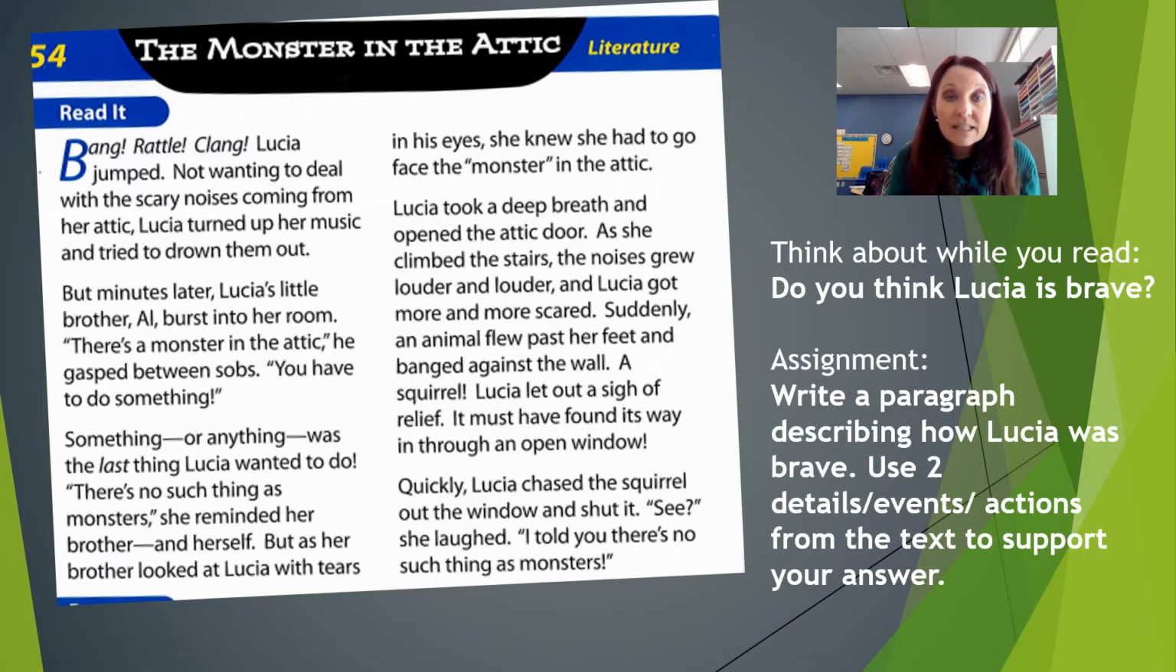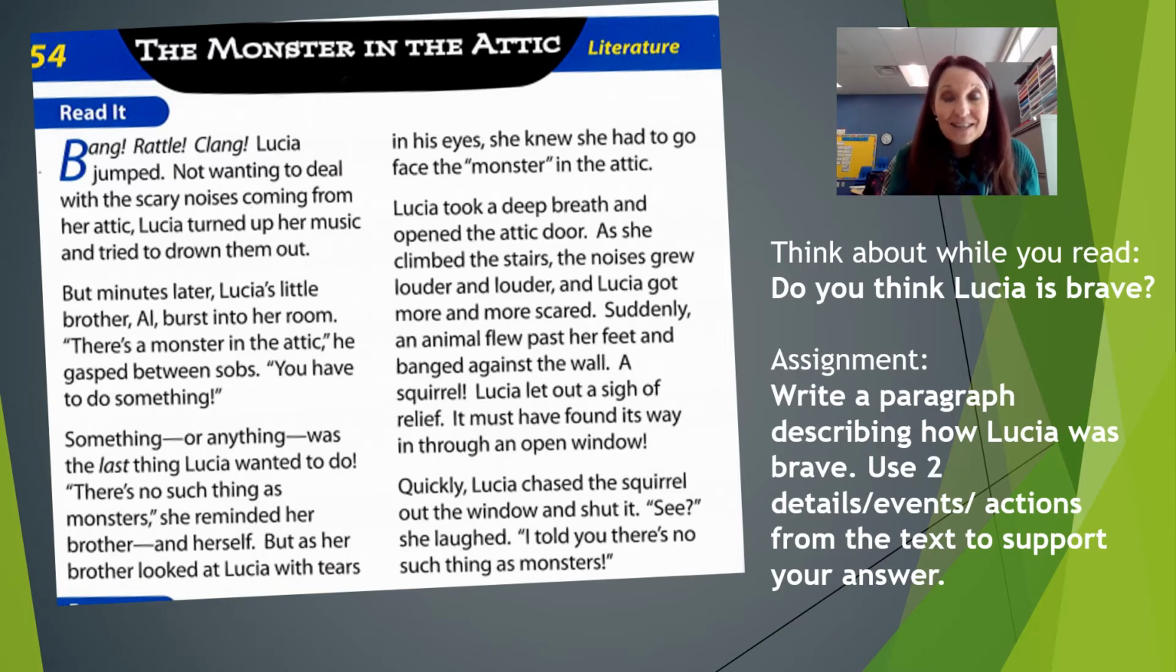As she climbed the stairs, the noises grew louder and louder, and Lucia got more and more scared. Suddenly, an animal flew past her feet and banged against the wall. A squirrel! Lucia let out a sigh of relief. It must have found its way in through an open window. Quickly, Lucia chased the squirrel out the window and shut it. "See," she laughed, "I told you, there's no such thing as monsters."